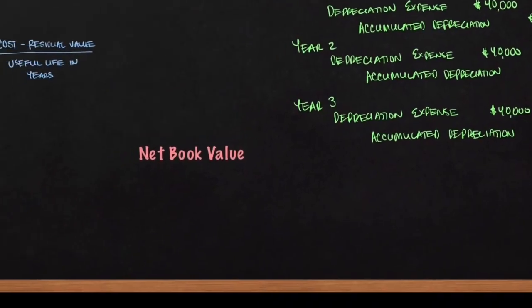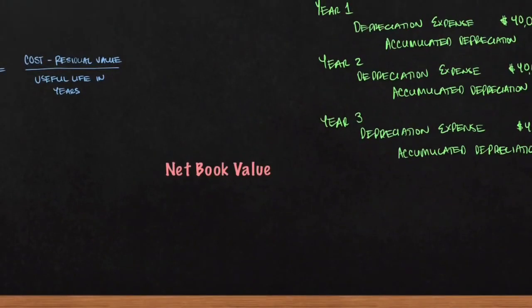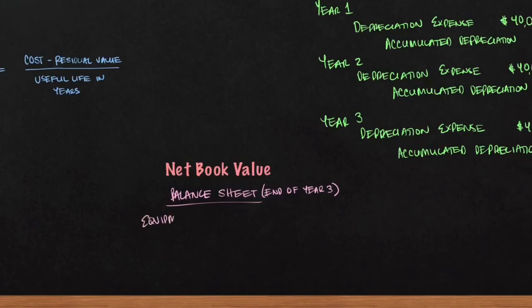Lastly, we're going to calculate the net book value on the balance sheet. Here, we're going to take the fixed asset that we have, which in this case is the equipment, and subtract the accumulated depreciation. That will give us our net book value. So here, again, this is at the end of year 3. You could actually calculate the net book value after each year. It just depends on how or what the problem is asking.